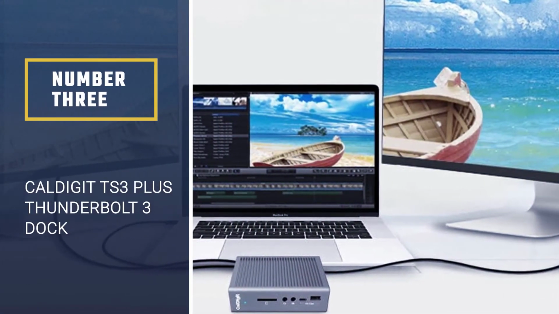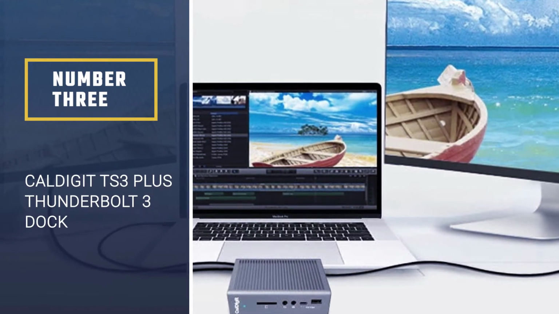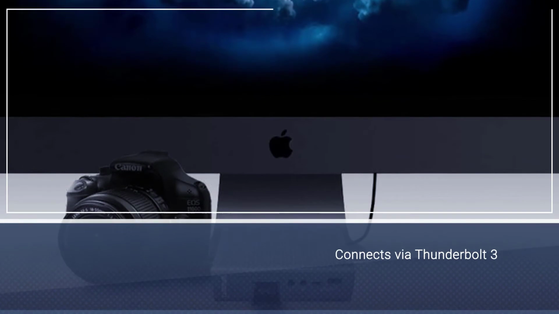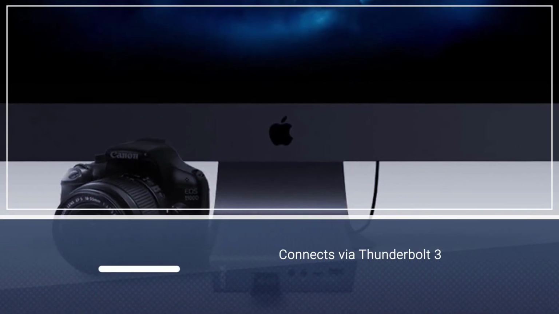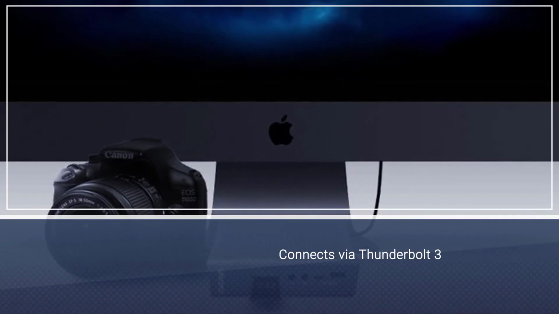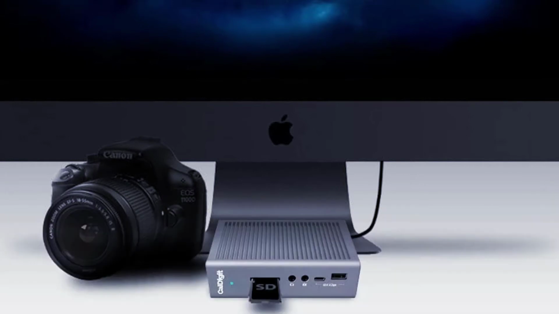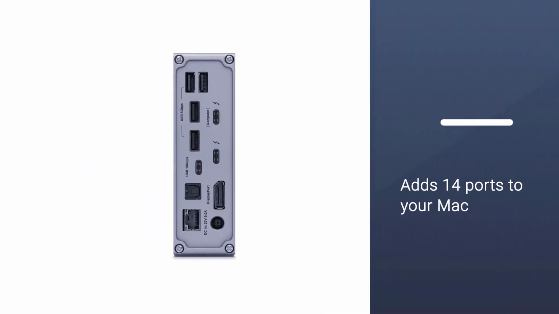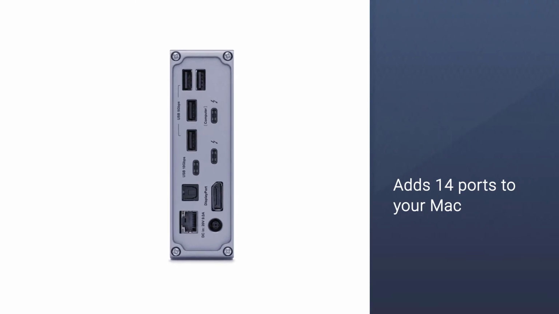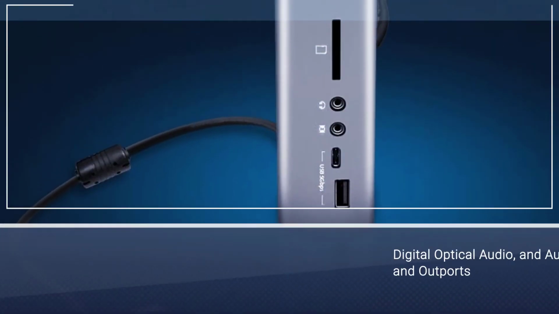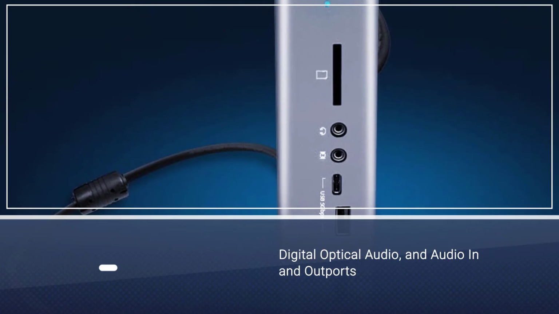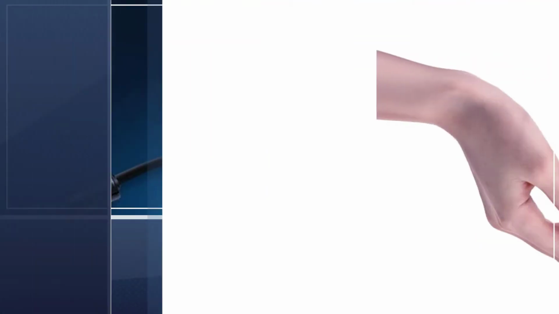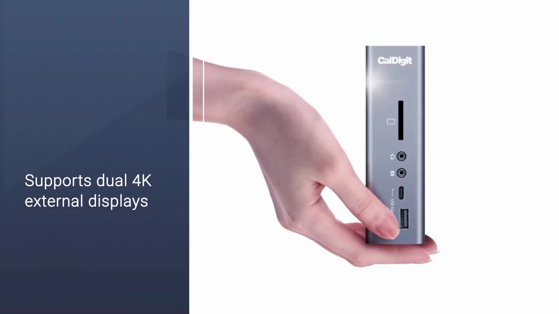Number 3. CalDigit TS3 Plus Thunderbolt 3 Dock. The CalDigit TS3 Plus is the best docking station for the MacBook Pro. It connects via Thunderbolt 3 and adds 14 ports to your Mac, including a Thunderbolt 3 port, DisplayPort, 2 USB-C, 5 USB-A 3.1, SD card reader, gigabit Ethernet, digital optical audio, and audio in and out ports.